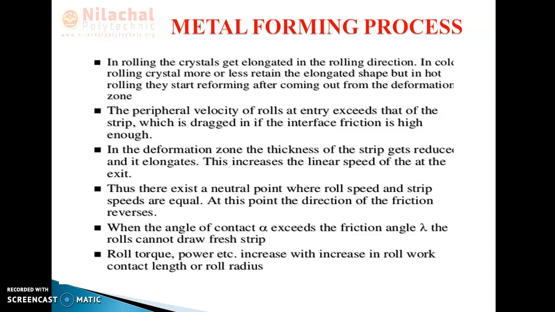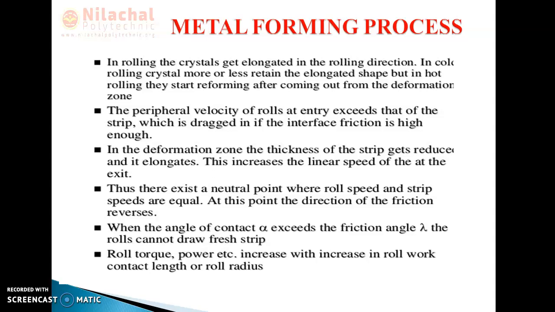Number 7, in rolling, the crystals get elongated in the rolling direction. In cold rolling, crystals more or less retain the elongated shape, while in hot rolling they start reforming after coming out of the deformation zone. Number 8, the peripheral velocity of the rolls at entry exceeds that of the strip, which is dragged in if the interface friction is high enough.